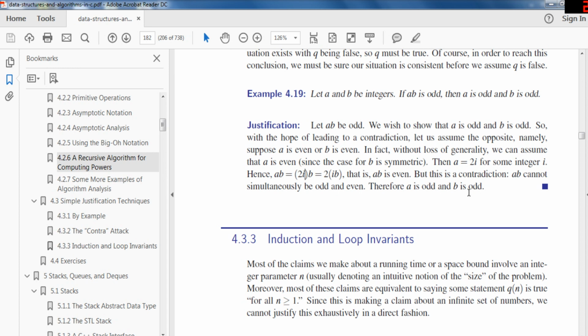So, let me explain this again. If you want to show something by contradiction, you have to assume the opposite is true, and it leads to a contradiction, right? So, we were trying to prove that, let A, B be integers, if AB is odd, then A is odd and B is odd, right? Now, for the sake of contradiction, let's assume that A is even and B is even.